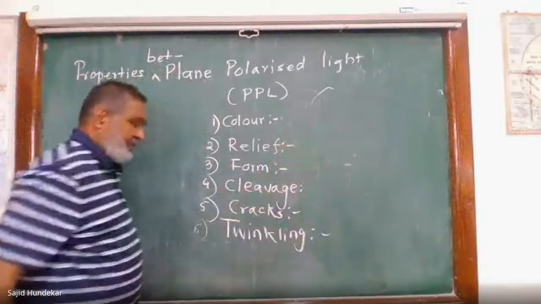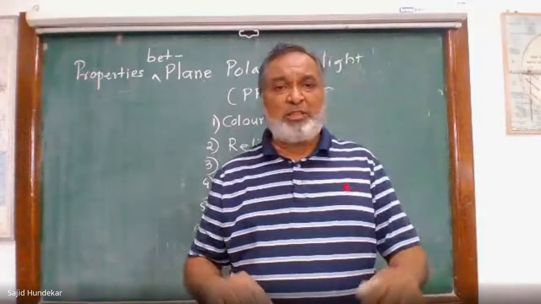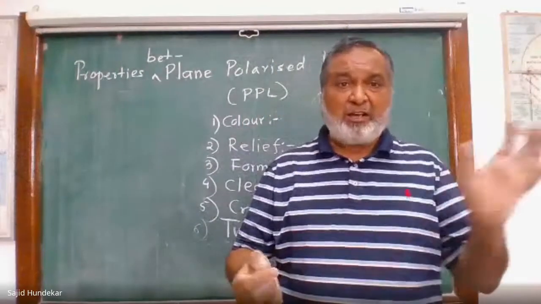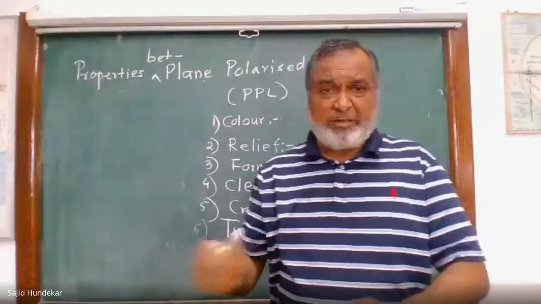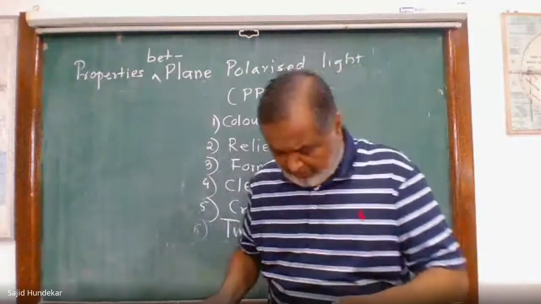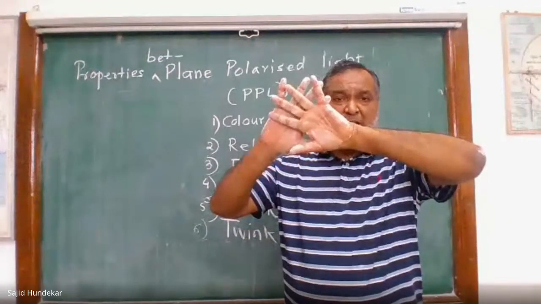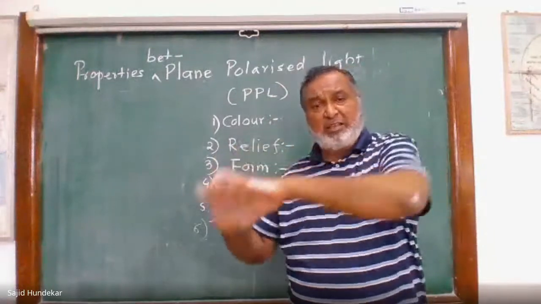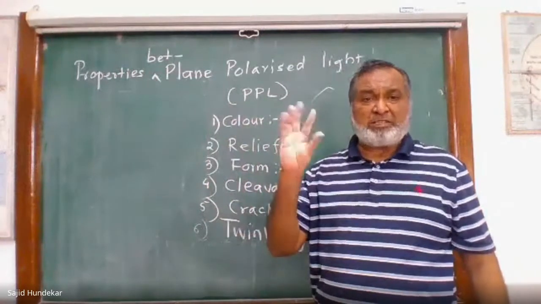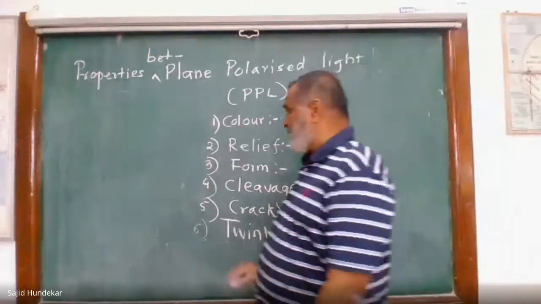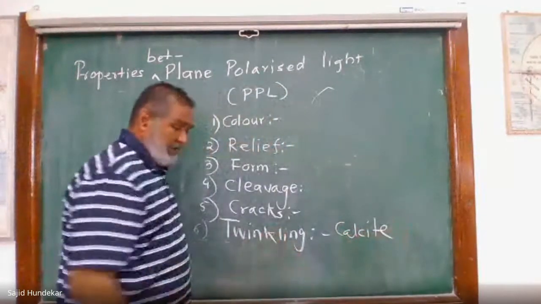Twinkling property, like a twinkling star. When you rotate the stage of the microscope through 360 degrees, you see rainbow color bands, like the rainbow you see in the sky on rainy days. Similar rainbow colors you are going to see under the microscope. As you rotate the stage, these bands will disappear, and as you rotate, they will reappear. So disappear, appear, like a twinkling star, and it is only shown by calcite. The mineral calcite will be recognized by this property of twinkling.